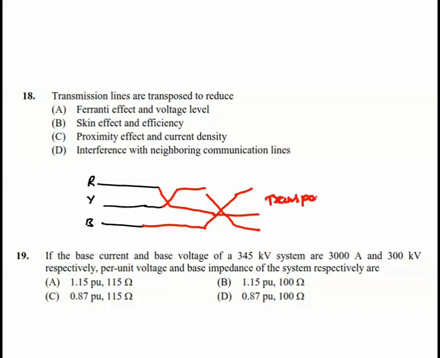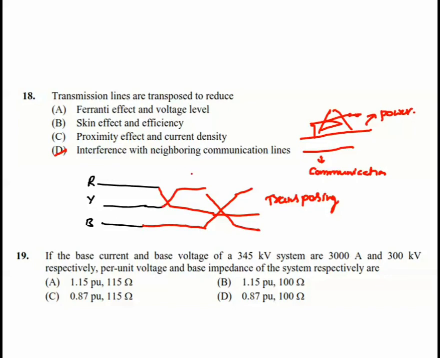So transposing of lines. This transposition is done to reduce the interference with the neighboring communication lines. Why? Because in transmission lines we normally use conductors like this, and we also use the same tower for communication lines. So this is for communication and this is for power lines. In order to avoid the interference with the neighboring communication lines, we transpose the conductors.